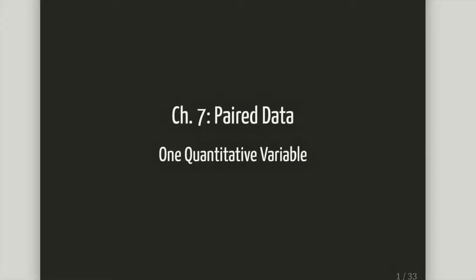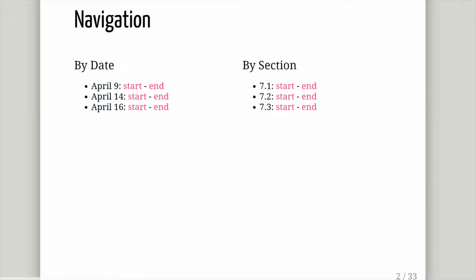We are now in Chapter 7. We are so close to the end of the semester. What we're going to do is study something called paired data. Paired data is going to give us one quantitative response variable. I'll explain that later, but that's a good introduction for you to know. Chapter 7 will have 3 sections, so there'll be 3 videos you need to look out for. We'll cover 7.1 in this first video.